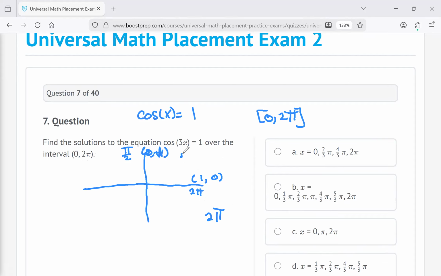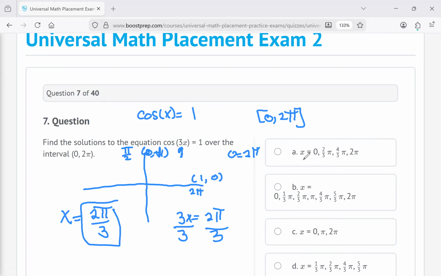Now remember, what you can do is bring down this 3 by 3x, and then divide both sides by 3, so you get x equals 2 pi over 3. So which of these answers is it? We need a 2 pi over 3. I think it could be A. 0 is technically the same thing as 2 pi, right? So maybe A could work.